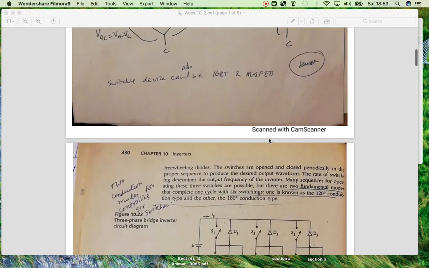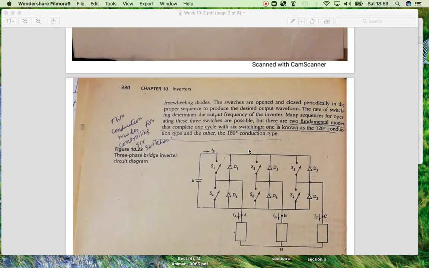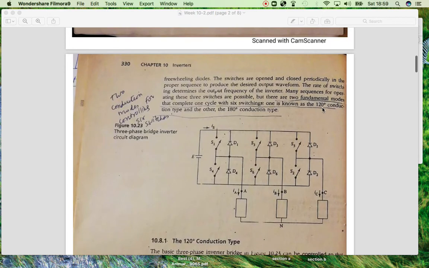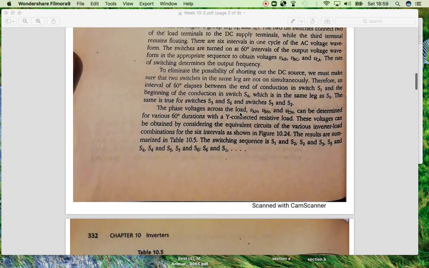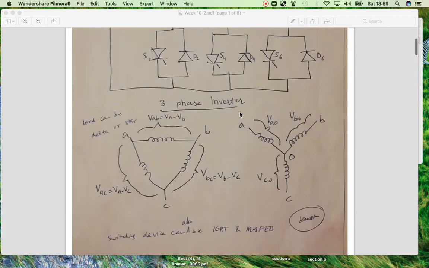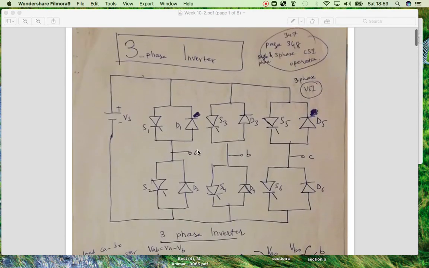For the above circuit of the three-phase inverter we have two conduction modes. One is the 120-degree conduction mode and the other is the 180-degree conduction mode. Basically these two conduction modes tell us which switch to turn on and which to turn off. By switch I mean the thyristors. So we see what happens in the 120-degree mode of operation. There are some instructions for these thyristors about which will be on and which will be off.